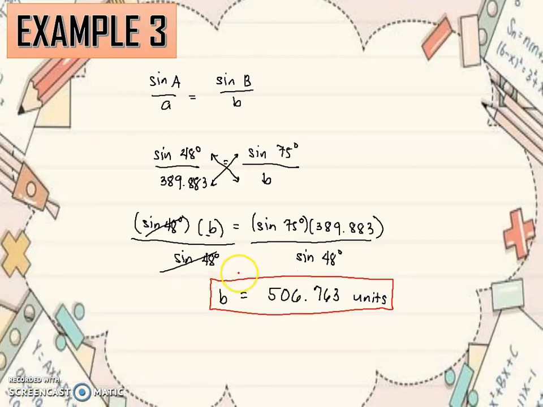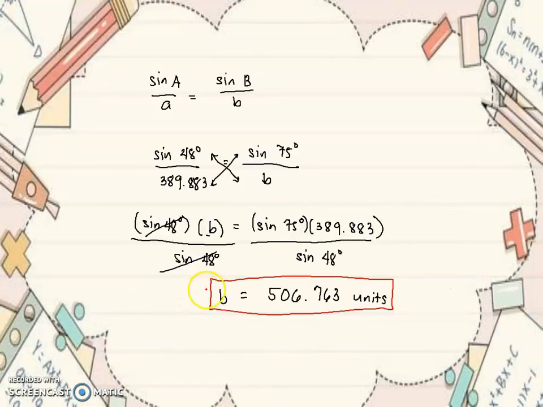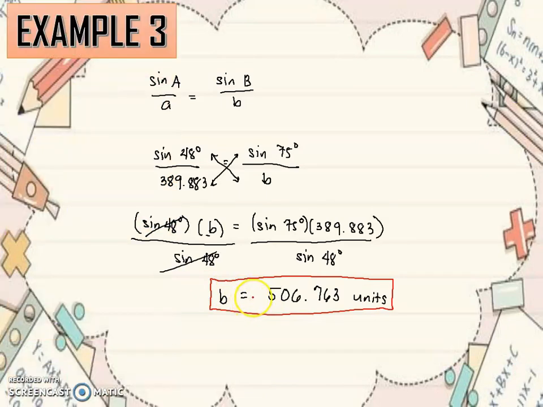And that's it, class. Let's recall. We already solved. The measure of angle C is 57 degrees. The measure of side A is 389.883 units. And the measure for side B is 506.763 units. And now we already solved for all parts of the triangle.